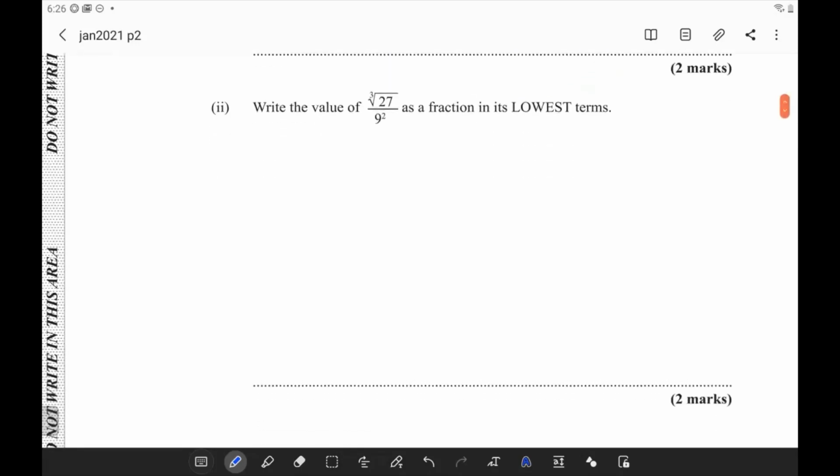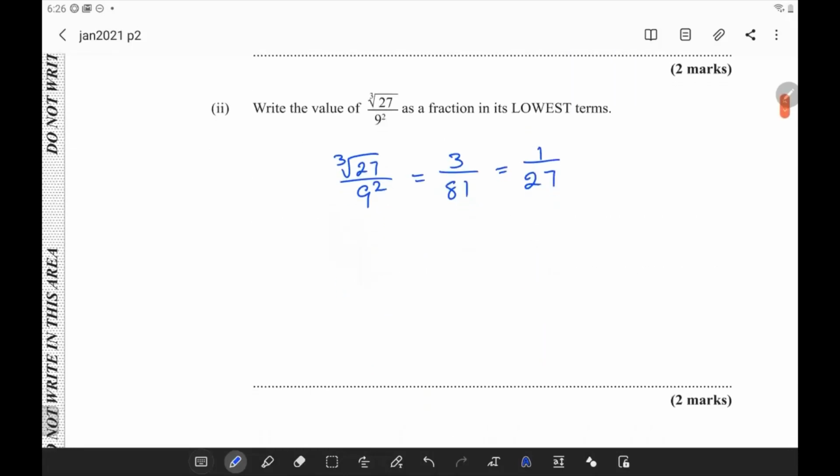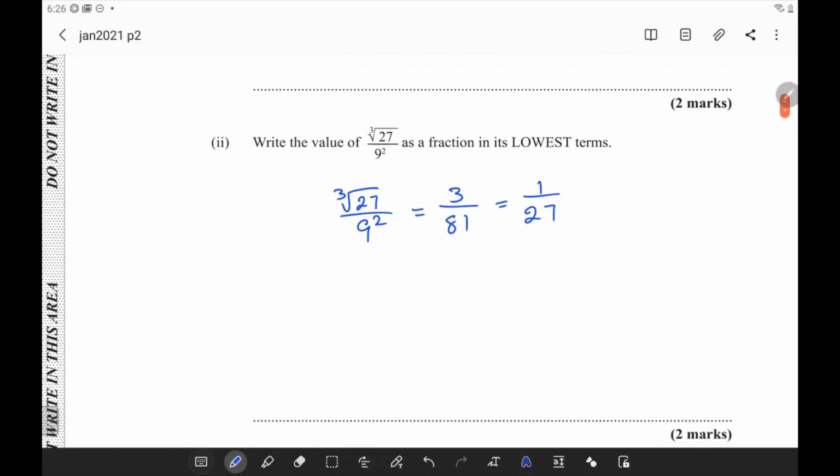The second one, we have the cube root of 27 over 9 squared. They want the fraction in its lowest terms. So the cube root of 27 is 3. So let's just rewrite the question. So that is 3 over 9 squared is 81. And we can simplify this a little bit. 3 into 3 is 1. 3 into 81 is 27. Okay, so that was that one.